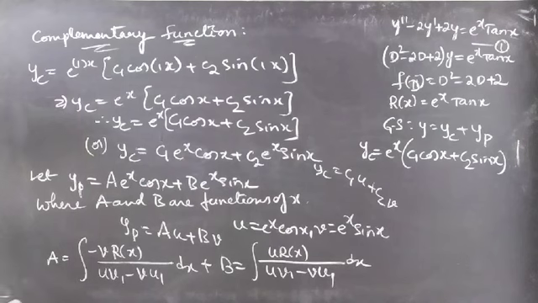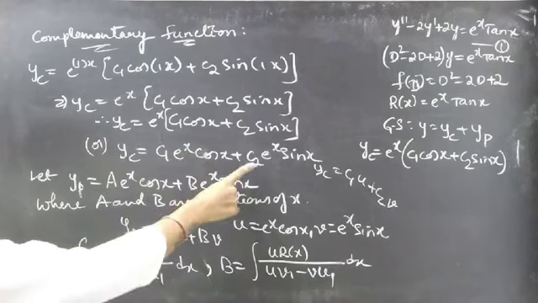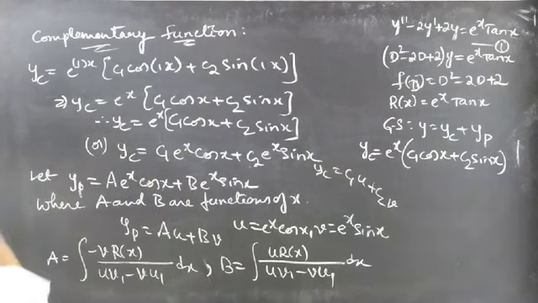Here it is not necessary to write integral constants for a and b, okay, because already we are having c1 and c2 in yc, so it is not necessary to write integral constants in a and b. Okay, and if you observe, we are having uv1 minus vu1 in both the formulas, so let's begin with uv1 minus vu1 and later we'll go for a and b.